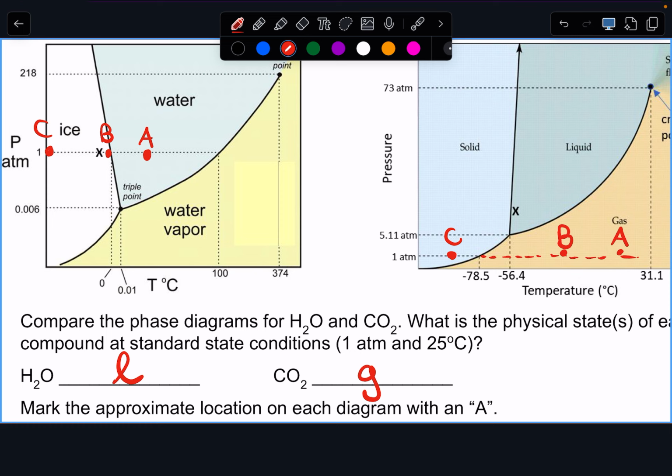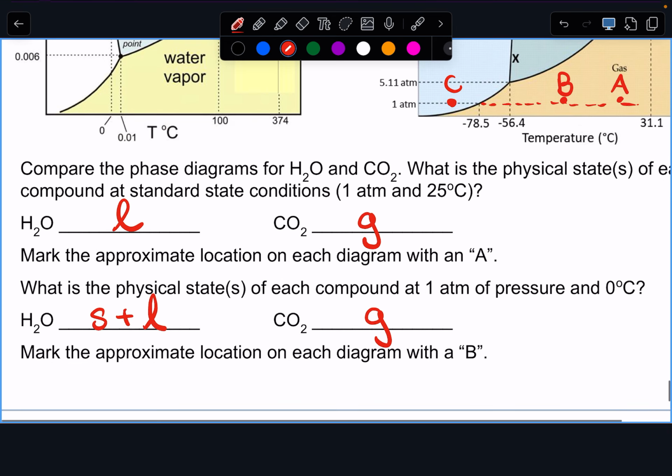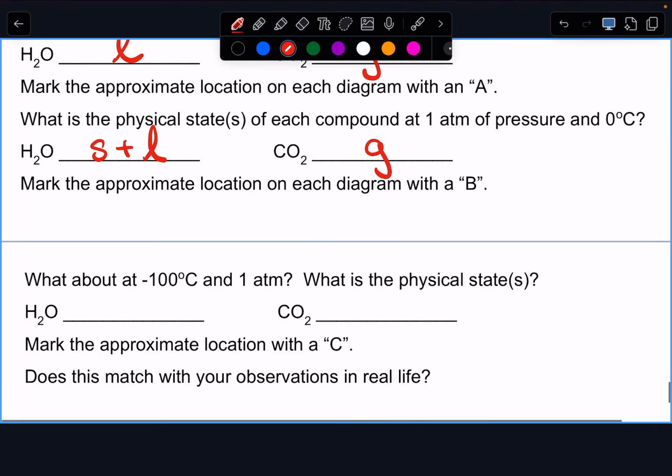So then C is negative 100 and 1 atmosphere of pressure. That's not something we have familiarity with because we're not ever that low in temperature. But you can imagine that ice would still be ice at that temperature. It would still be solid. At that point, CO2 is actually solid as well.